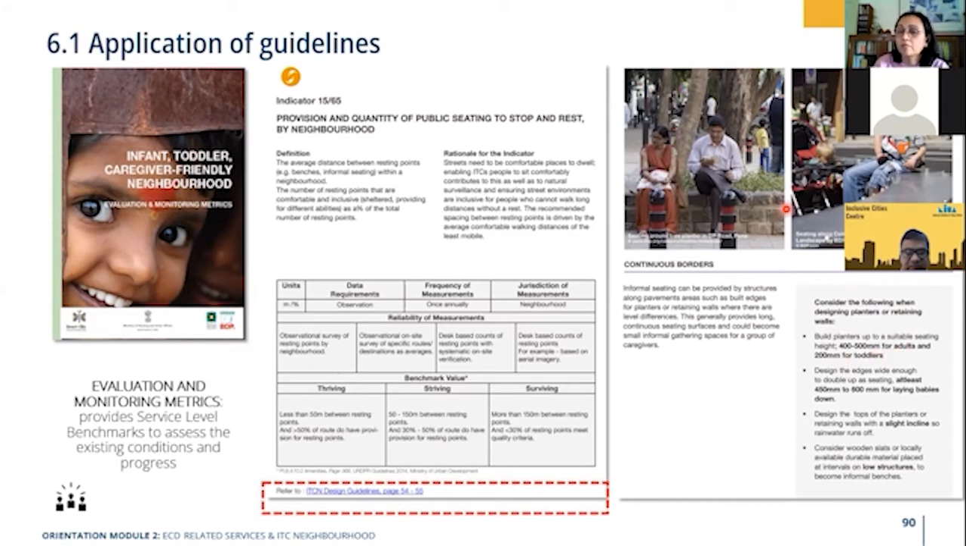The edges can be made 450 to 600 mm wide, where babies, like I was talking about with the bench, can be put to rest on them. It can have a slight incline so that the rainwater does not get collected and can run off. So these are the details in which the guidelines are there. Hopefully in the next courses we will get into such details also.